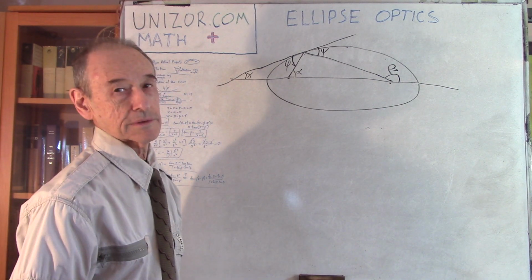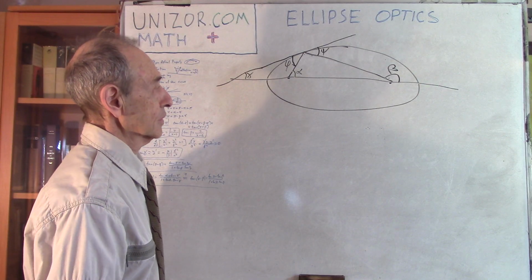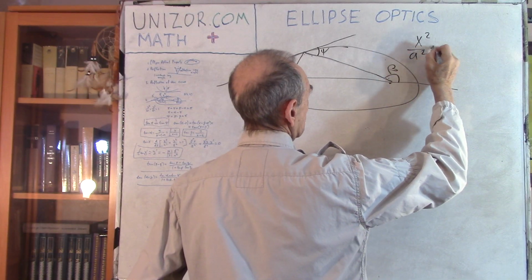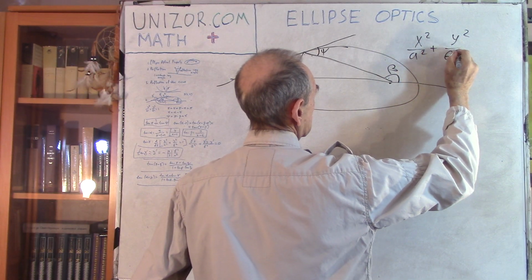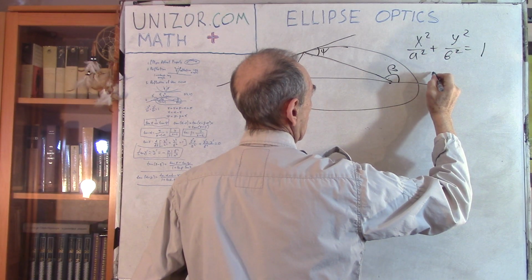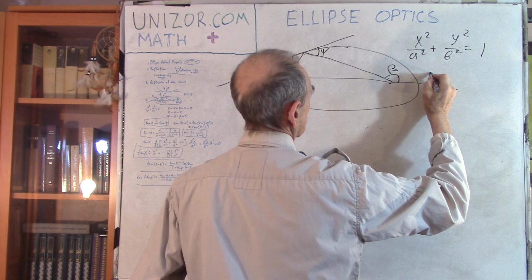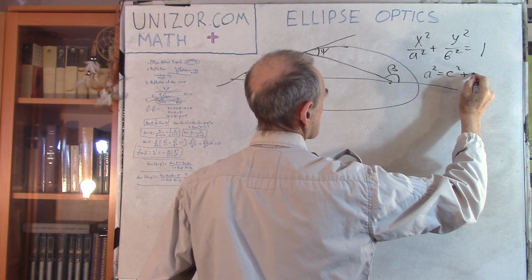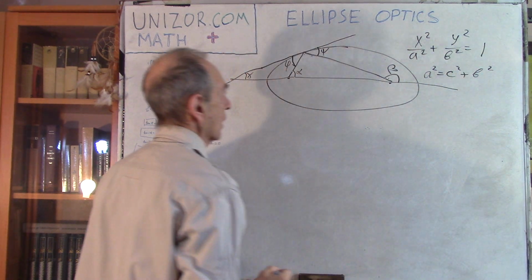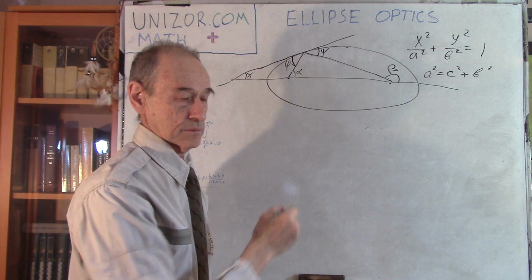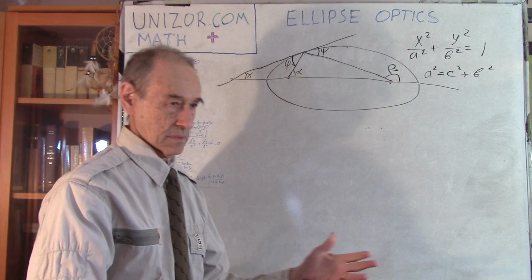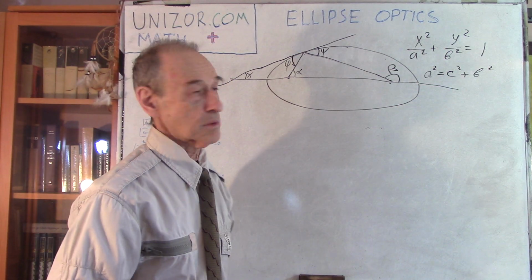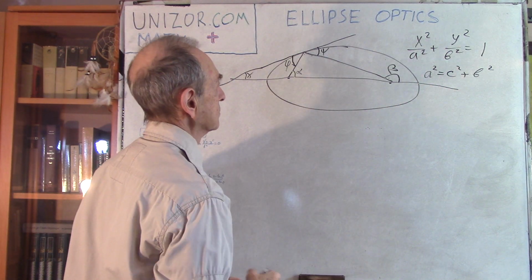What do I know about the ellipse? Well, first of all, I know its Cartesian equation. X squared divided by a squared plus y squared divided by b squared is equal to 1, where, if you remember, a squared is equal to c squared plus b squared. That was from the lecture which was preceding this one, where I basically explained what ellipse is, its main properties, and derived the equation, and this is one of the things.